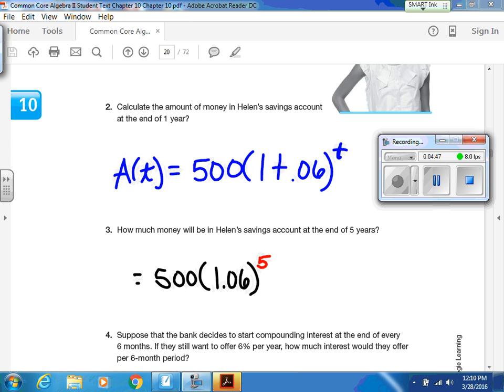All right, so how much does she have at the end of 5 years if she doesn't touch it? Why do I know that I have to round to the hundredths? Because it's money, so I have to round to the hundredths. Did everybody get that answer? Yes. $669.11. Okay. So let's look at the next question.